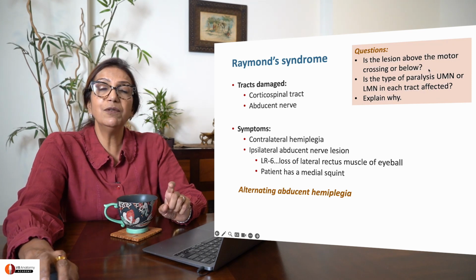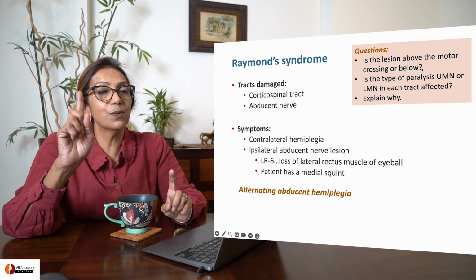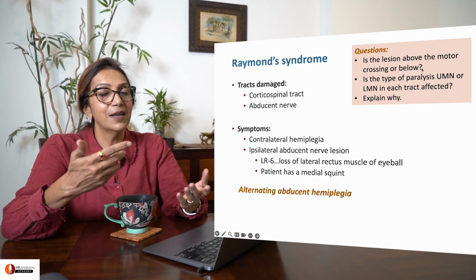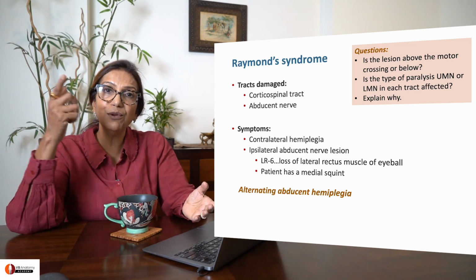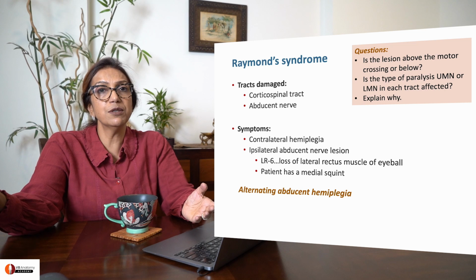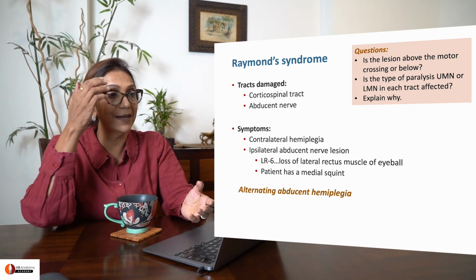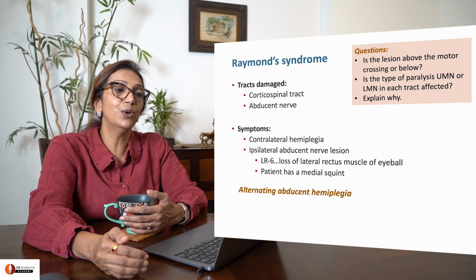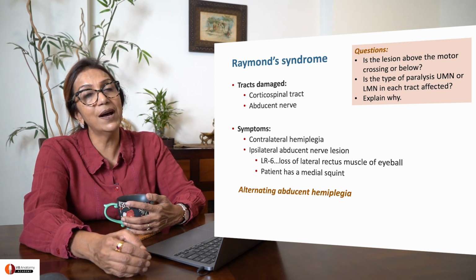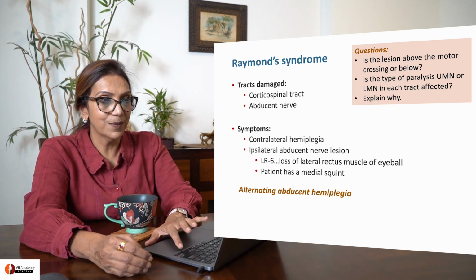Is the lesion above the motor crossing or below? Is a question you should ask yourself. In this case, obviously above the lesion. Okay. Therefore, you will see the corticospinal tract lesion of the opposite side. Is the type of paralysis upper motor neuron or lower motor neuron? Explain why. Why do you say so?